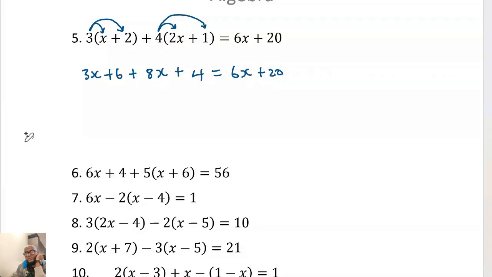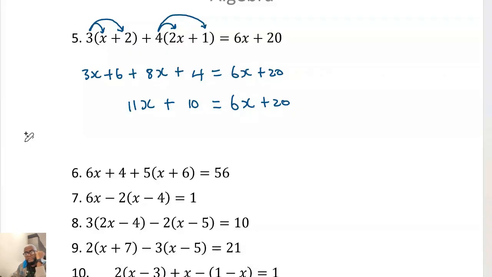So you put all the x's to one side. Here what I would do, this I can simplify first. I was just telling Amani this, right? 3x plus 8x will be how much x? 11x. And 6 plus 4 would be what? 10. And then you have to put back the 6x plus 20 here.